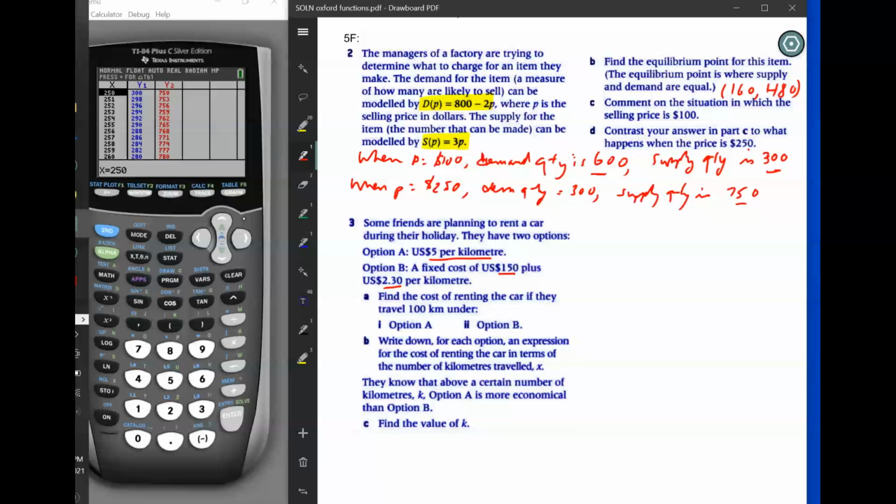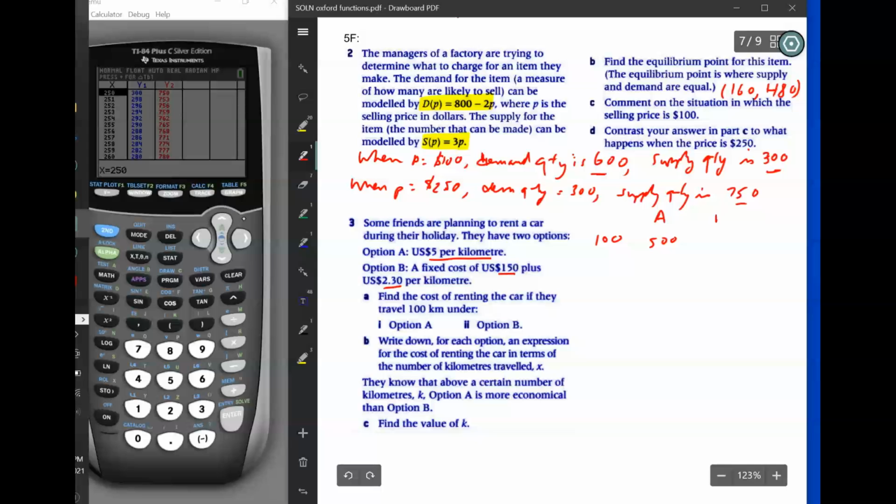Anyway, part A: find the cost of renting the car if they travel 100 kilometers under option A or option B. If they travel 100 kilometers, then option A would cost 5 times 100. And option B would cost a fixed cost of 150 plus $2.30 times 100, which would be 230, so it'd be 380. Okay, that was the answer for A.